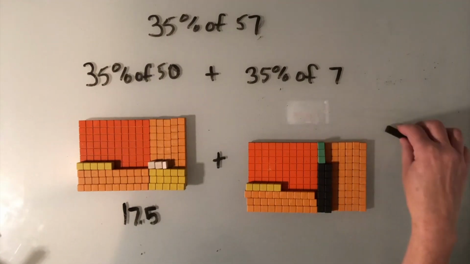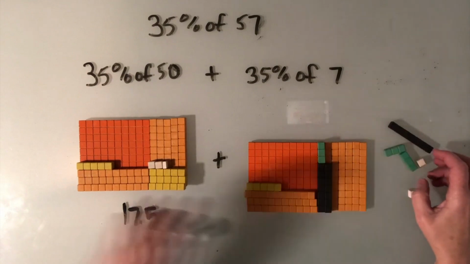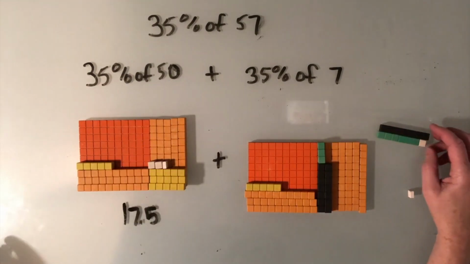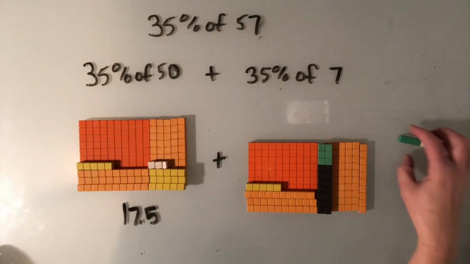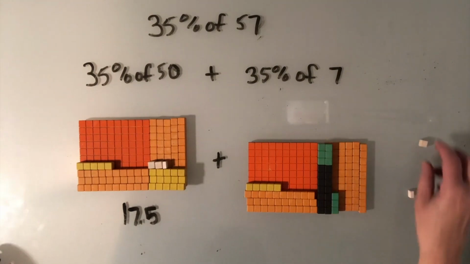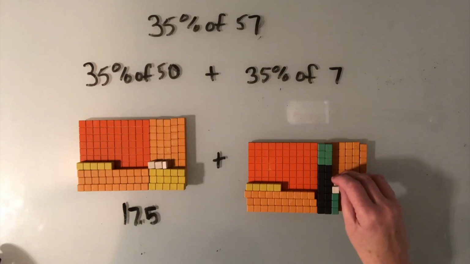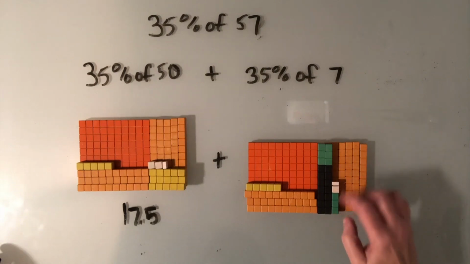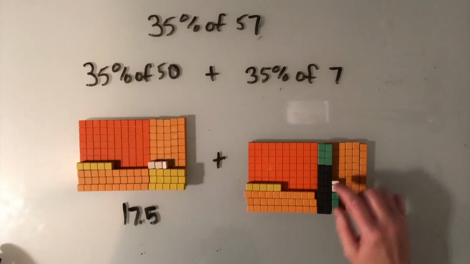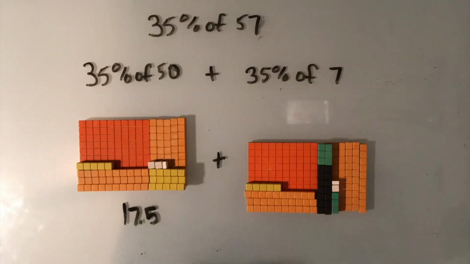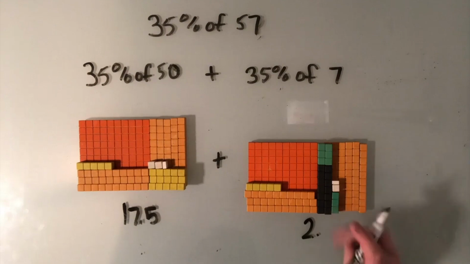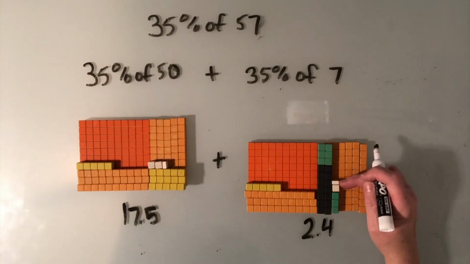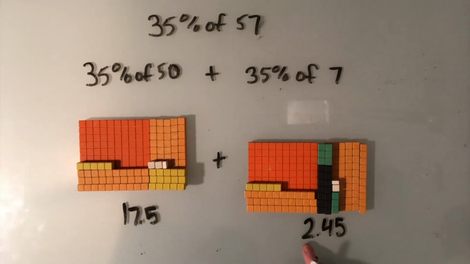This doesn't quite fit, so let's substitute these blocks for that. Now we know that that will fit. Well, we got 2 whole ones there. And we've got this much of another whole one, which is 1/10, 2/10, 3/10, 4/10 and a half. So 2 whole ones, and we've got 1, 2, 3, 4/10 plus 1/2, which is the same as 5/100. So 2.45.